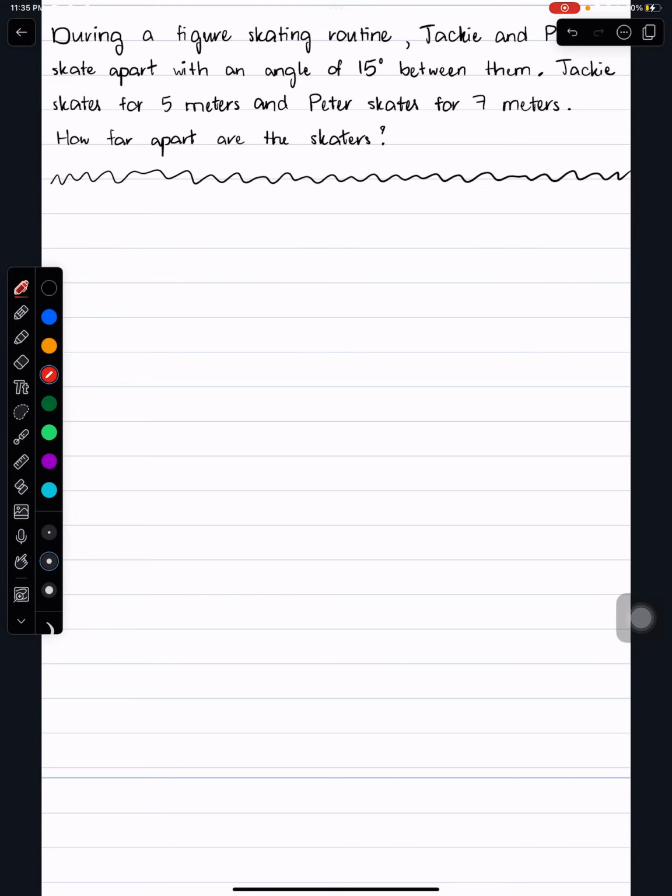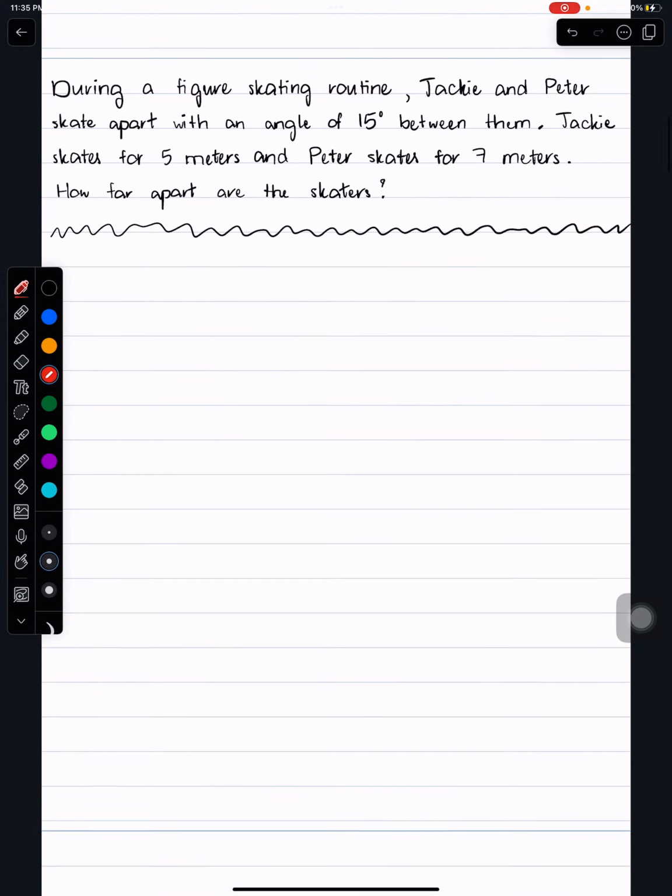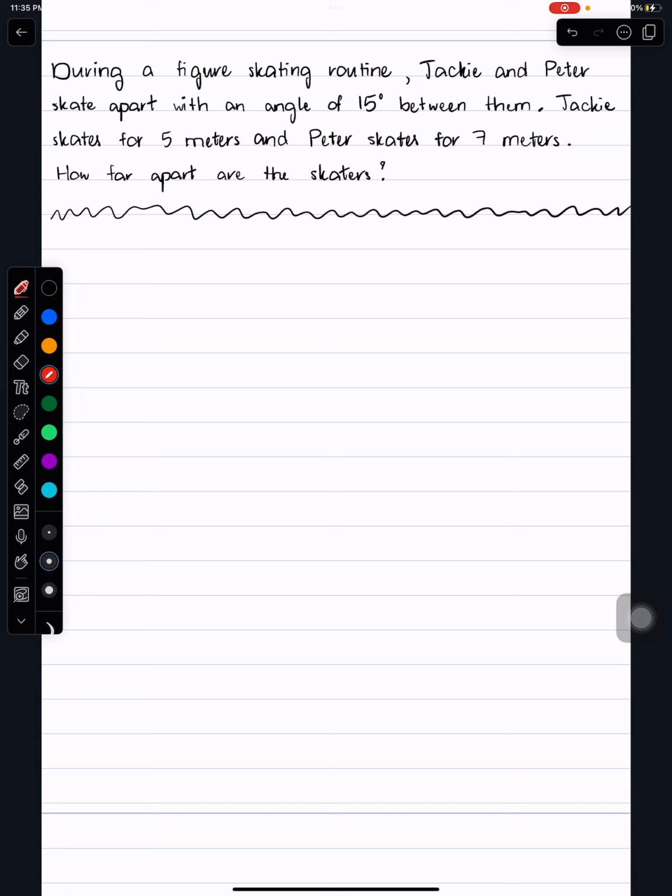A figure skating routine. Jackie and Peter skate apart with an angle of 15 degrees between them. Jackie skates for 5 meters and Peter skates for 7 meters. How far apart are the skaters?